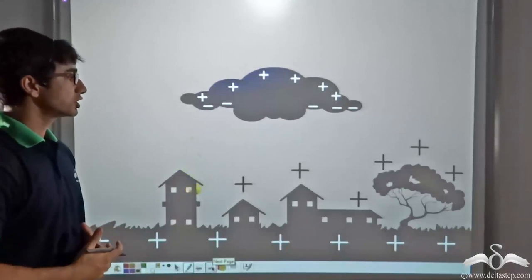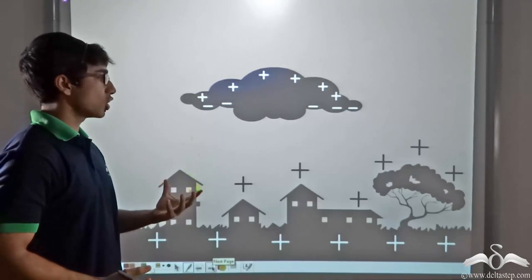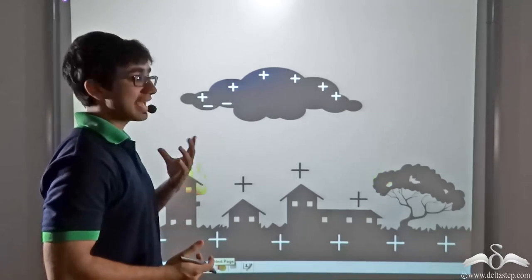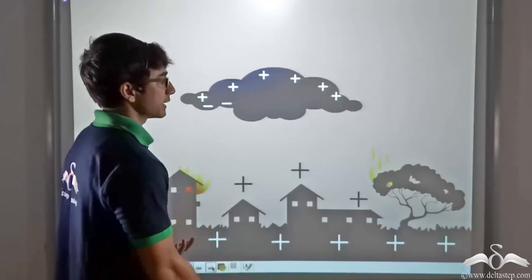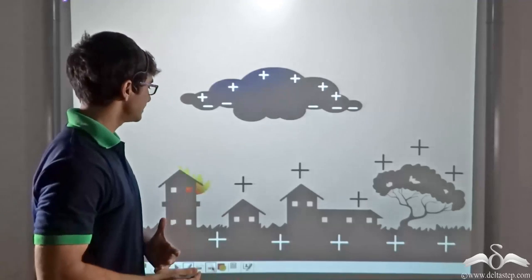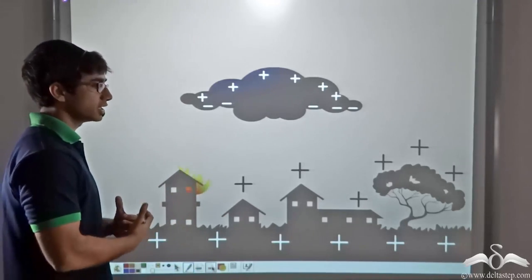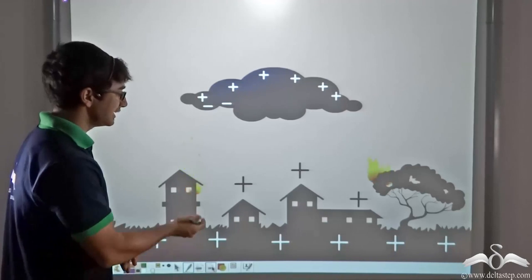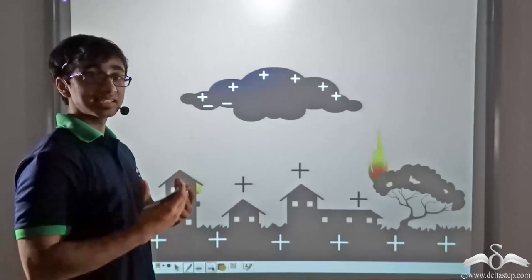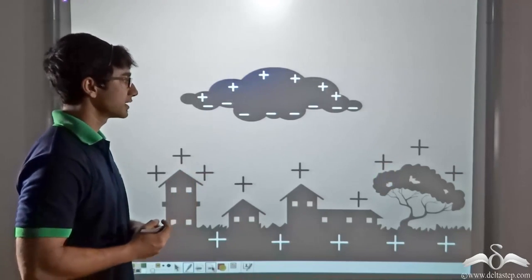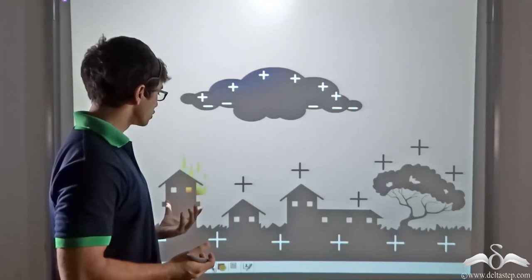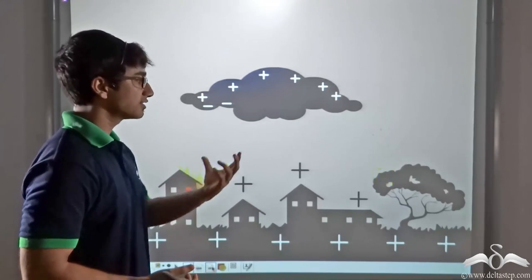So in this animation, you will find that the buildings are not using any lightning rod. And when lightning strikes, it is actually damaging the building as well as the tree. You can see that positive charges are accumulated all over the place, on the surface of the earth and also on the top of these buildings. And since no lightning rod is being used, the damaging effects of lightning cannot be prevented. The house is getting burned due to lightning, and so is the tree.